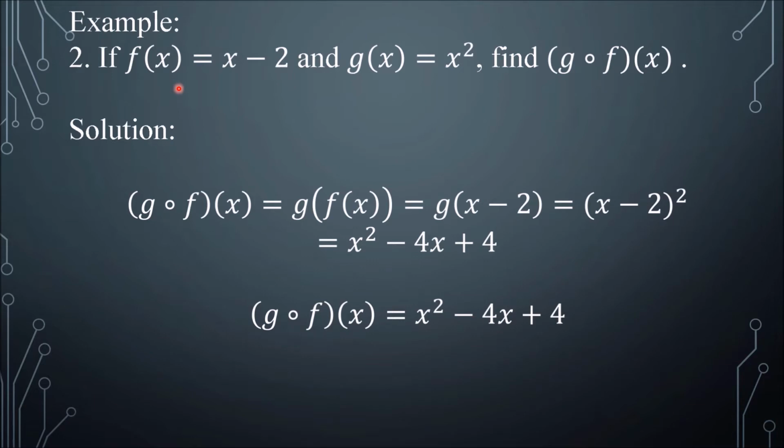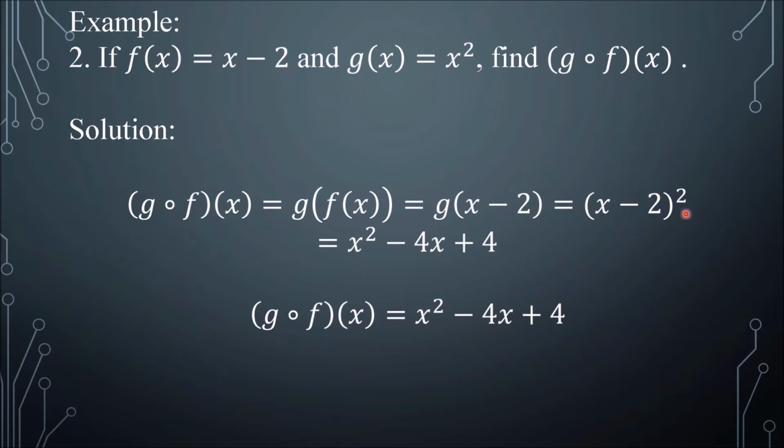Number 2, f of x is equal to x minus 2 and g of x is equal to x squared. Find g of f of x. Now g of f of x is equal to g of x minus 2. Why x minus 2? Because f of x is x minus 2. Now g of x minus 2 is equal to x minus 2 quantity squared. Why? Because g of x is x squared and x minus 2 must be substituted to x in g of x.